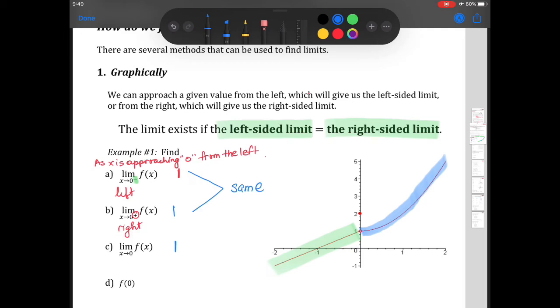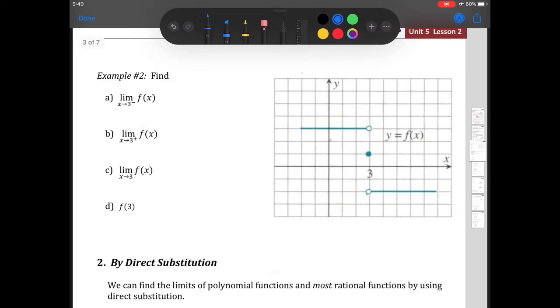And what is f of 0? Now look at this. This is an empty circle, but this is a filled one. So that is f of 0. When x is 0, what's my y value? Which is 2. So be careful with that, okay? So let's try the next one.